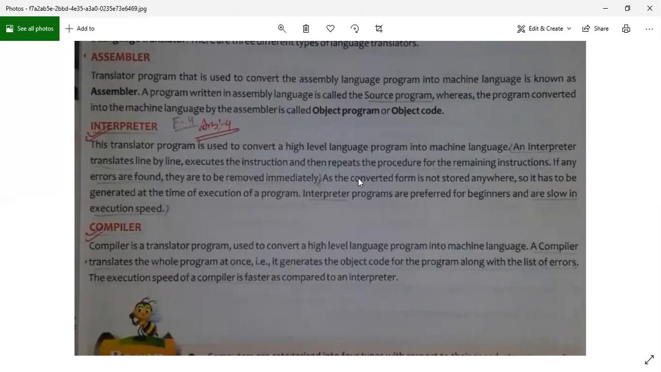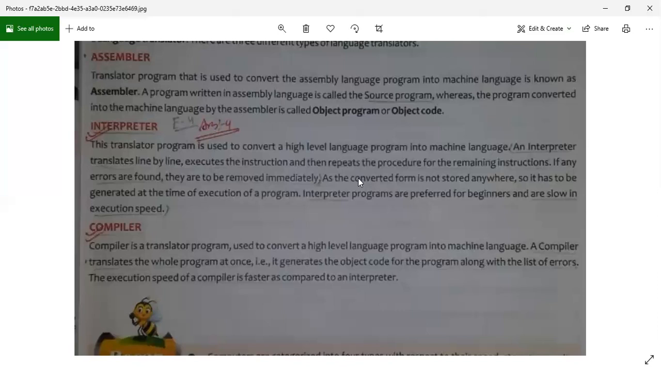A program written in assembly language is called the source program. Whenever I write a program in assembly language or any language that I'm writing in, it will be my source program. Whereas the program converted into machine language by the assembler is called the object program or object code. So once the program is written in machine language, which the computer can understand, I will call that program the object program. What is the name? Object program or object code.